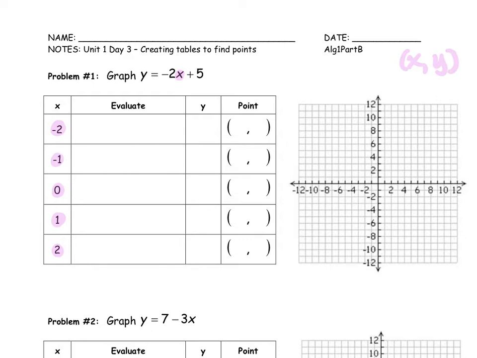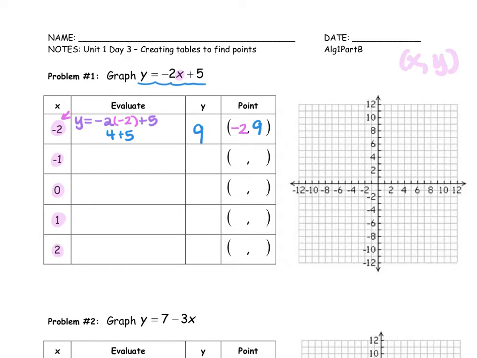We're plugging in an x value, we're evaluating to get a y value, and together that gives us a point on the graph. So the equation says y equals negative 2x plus 5, but instead of x, I'm going to plug in this negative 2. I know that negative 2 times negative 2 is a positive 4, plus 5, and 4 plus 5 is equal to 9. So the point negative 2, 9 is on the graph of this equation. When x is negative 2, y is equal to 9.